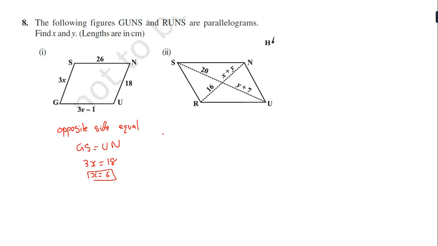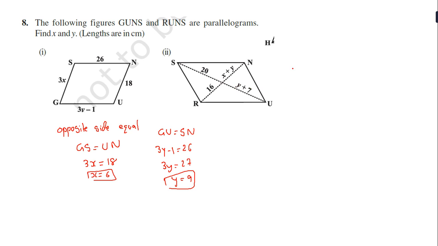Same thing, GU is equal to SN. So 3Y minus 1 is equal to 26. So 3Y is equal to 27. Y is equal to 9.